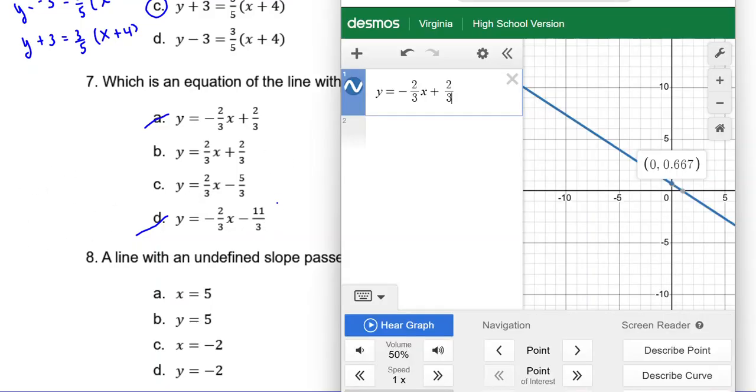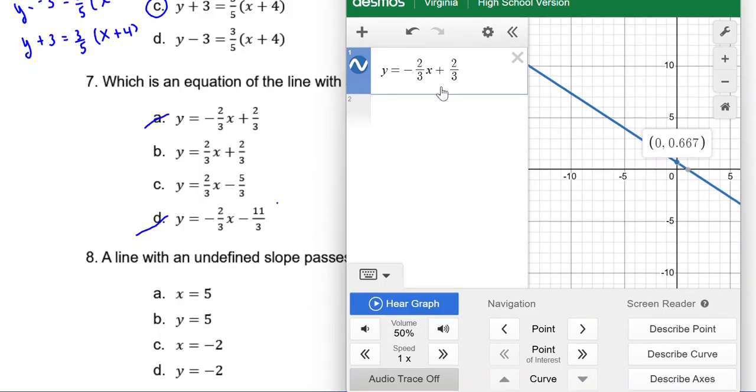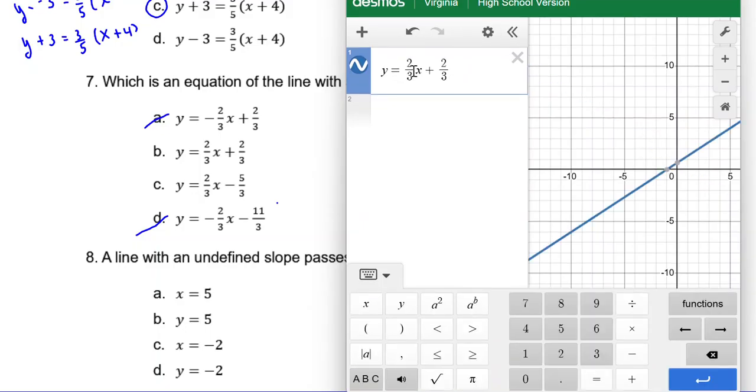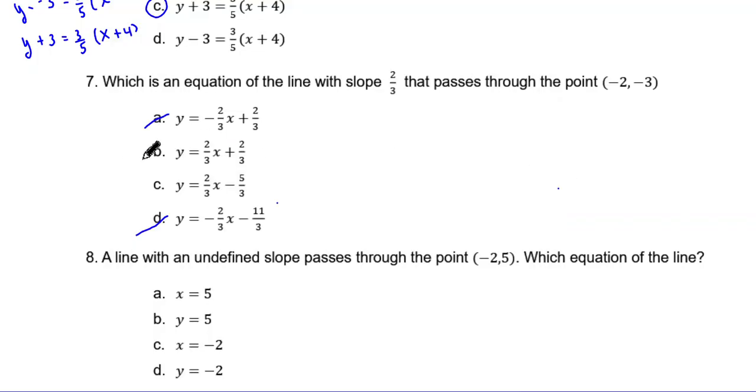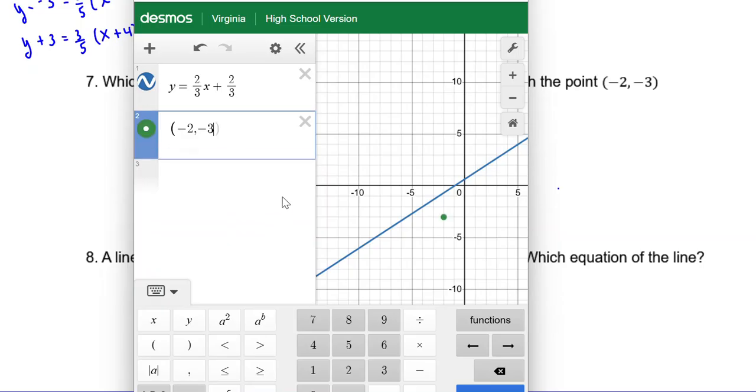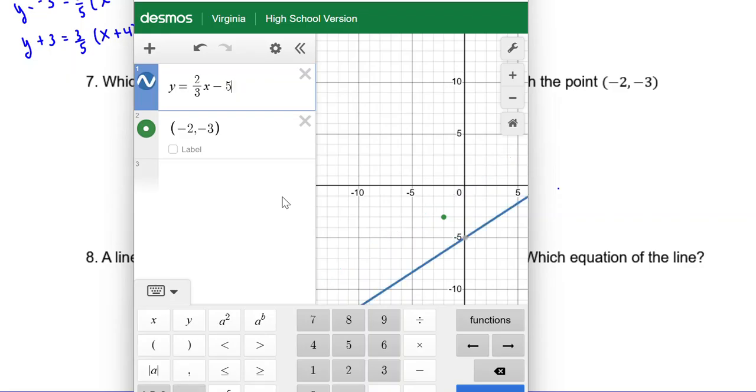So in Desmos, I'll take out the negative. And then I know that I want it to go through the point negative 2, negative 3. And so, well, it doesn't go through it. So it has to be answer choice C. Let me go ahead and do it in Desmos. So 2 over 3 x minus 5 over 3. Yep, there it is. So it goes through that point and it has that slope.